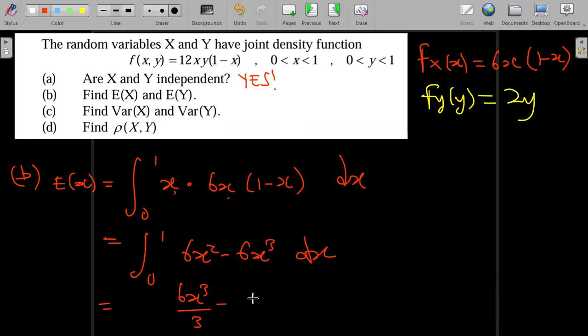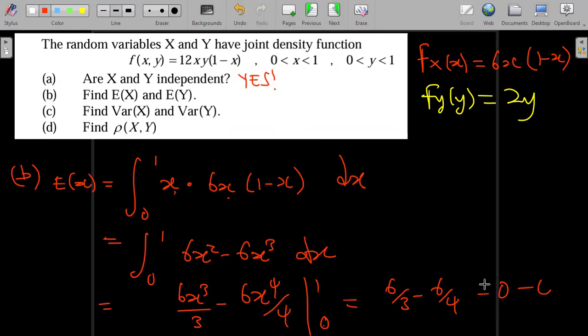Okay, so if we integrate this, it will be 6x to the power 3 over 3 minus 6x to the power 4 over 4. And then from 0 to 1, I mean. Okay, so if we replace x with 1, I'll get 6 over 3 minus 6 over 4. Then if I replace with 0, I'm going to get minus 0, 0. Okay, so I just have this. So let's add this. That will be our expected value of x. So 6 over 3 minus 6 over 4.